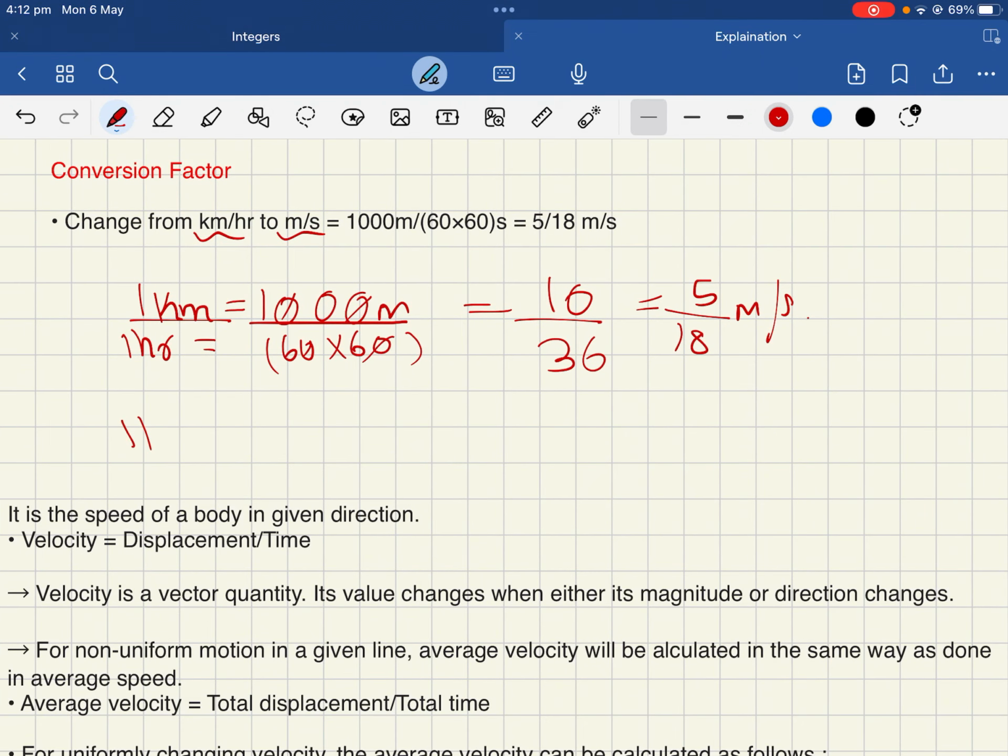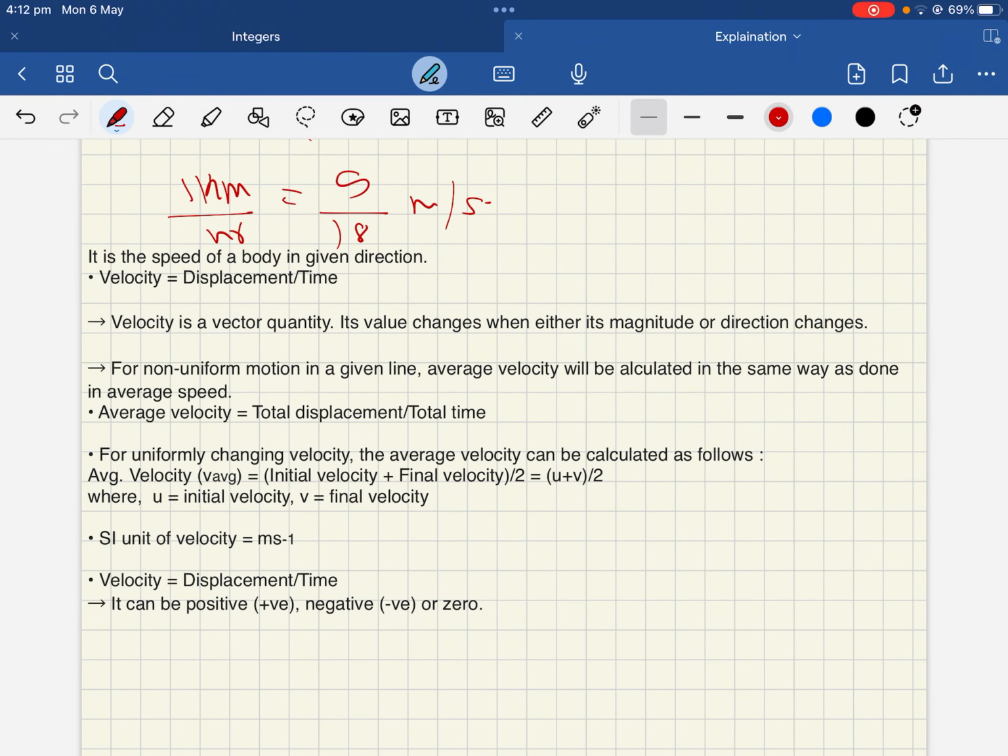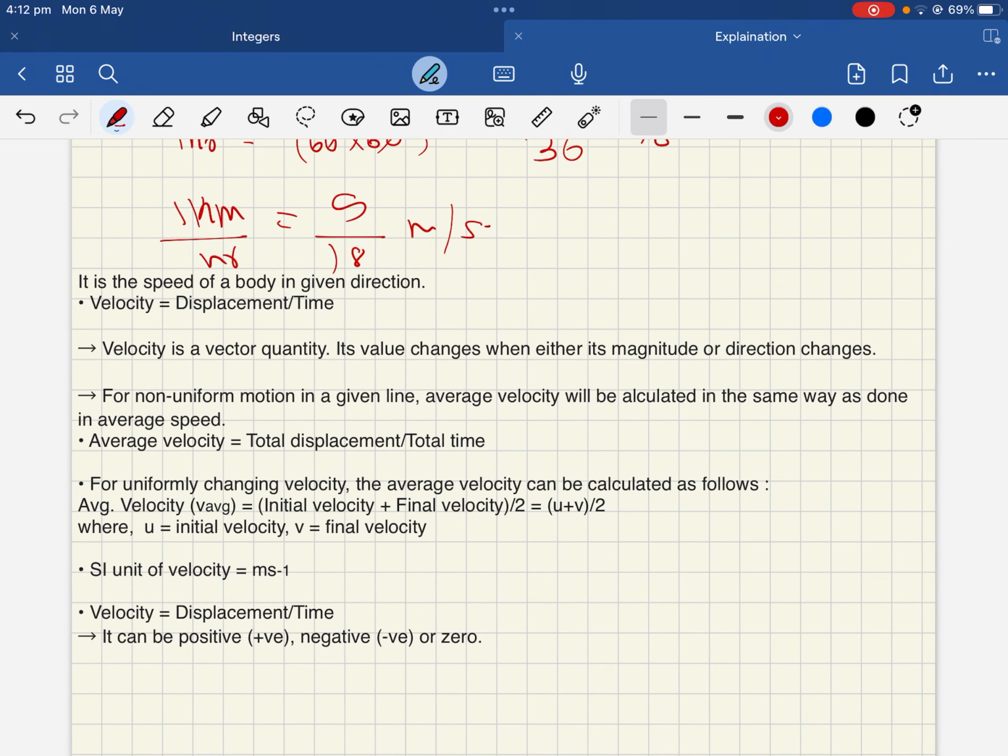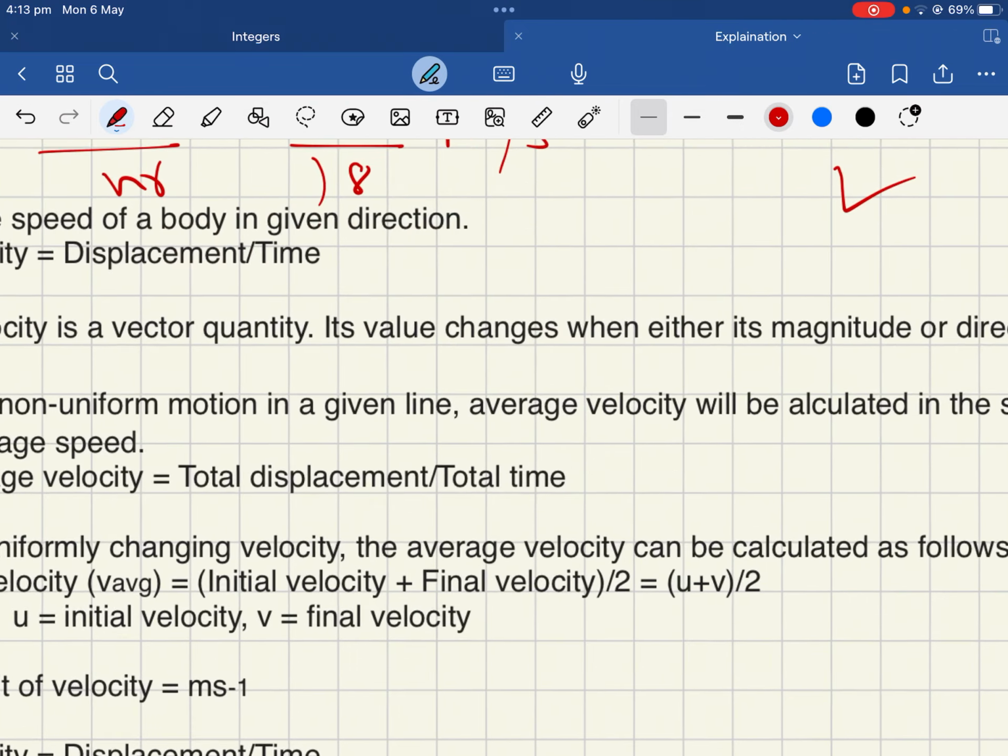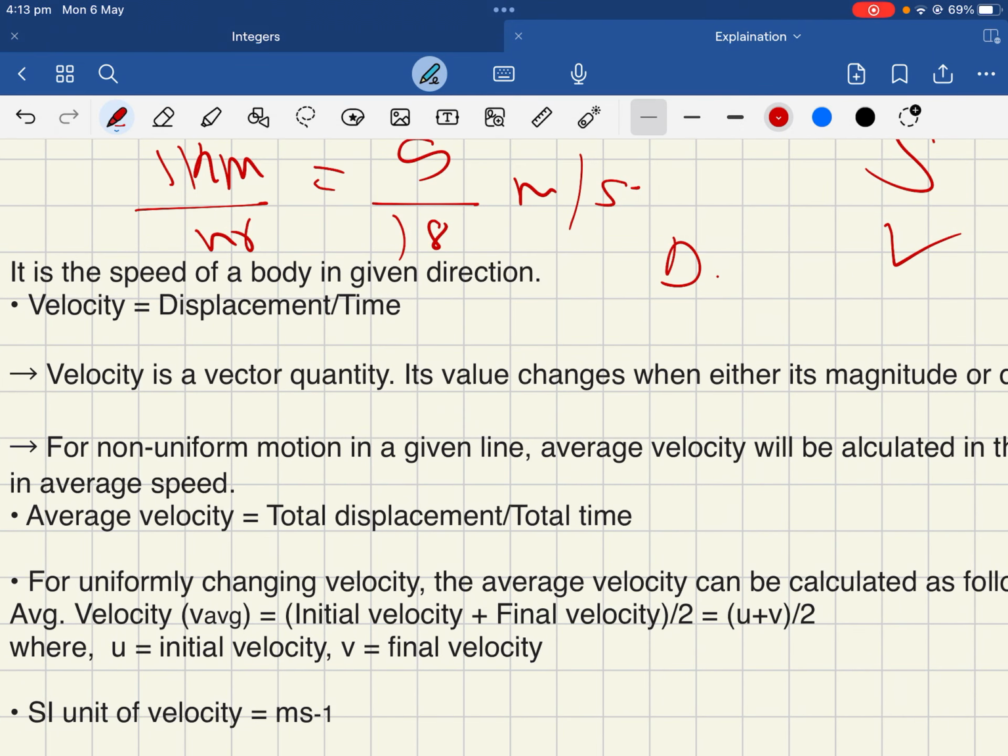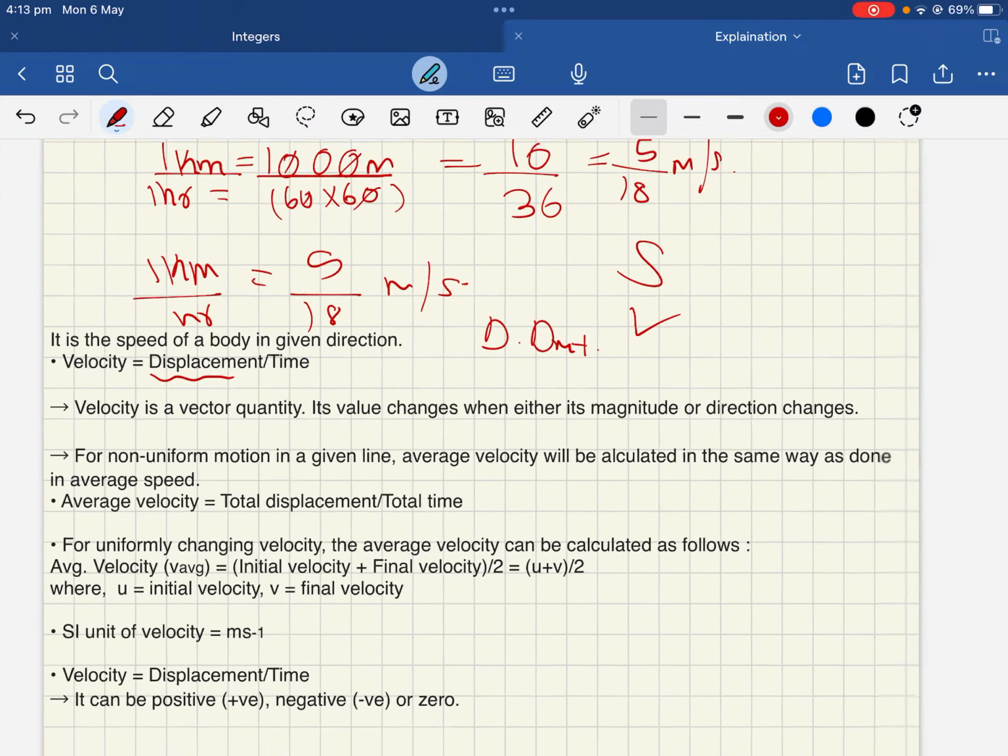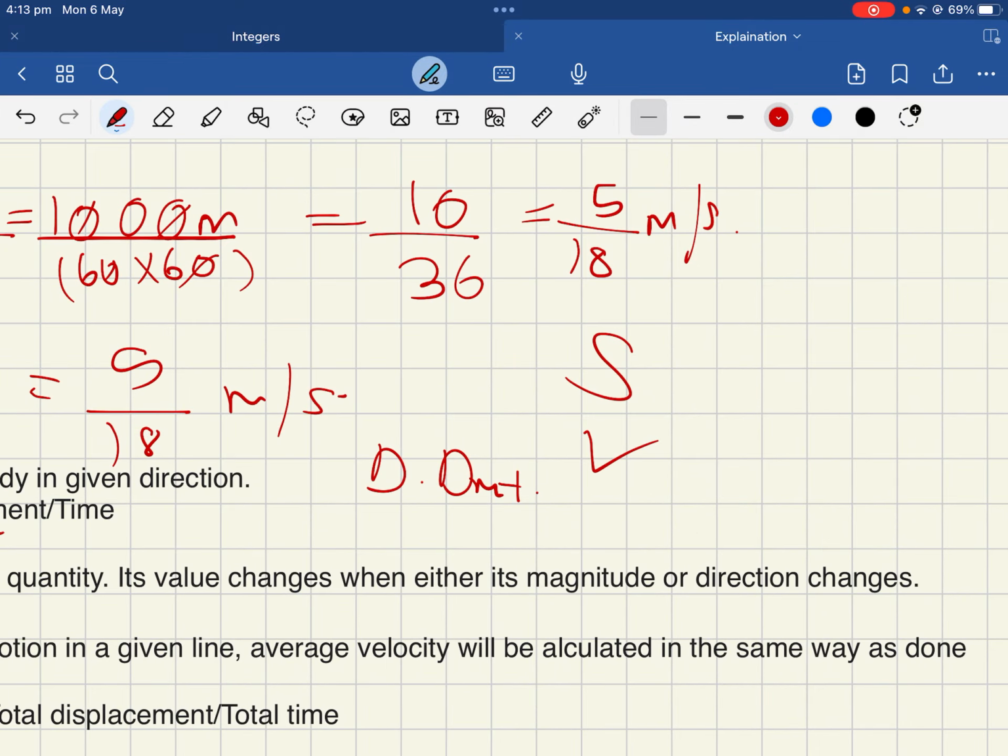So 1 kilometer per hour is equal to 5 by 18 meters per second. Okay. Now talking about velocity. Speed is a scalar quantity and velocity is a vector quantity. Speed has relation with distance, but velocity has relation with displacement. The total displacement upon time.